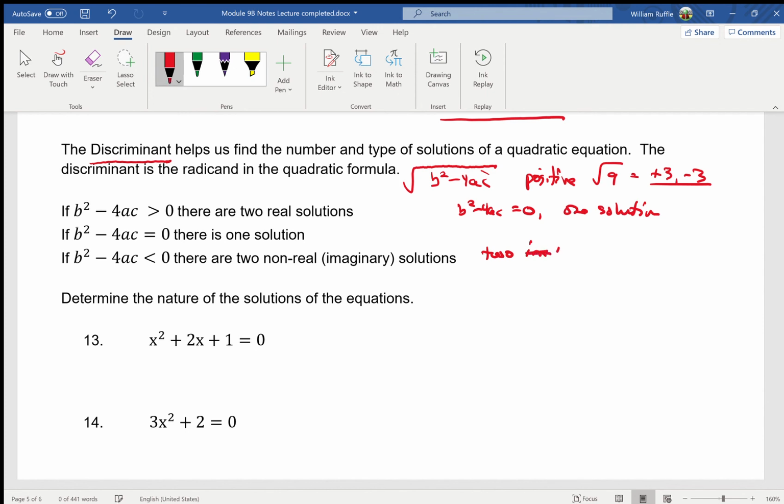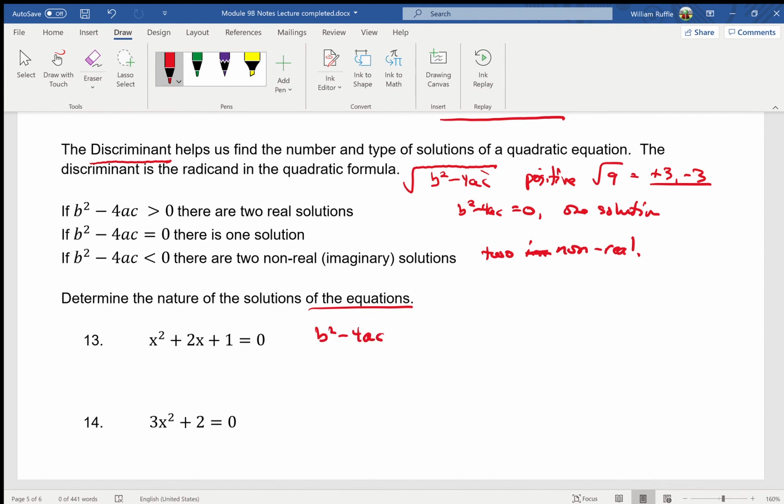To what they call it non-real or imaginary. So now, when I'm looking at this, determine the number of solutions here of the equations. I do not need to solve the whole question. I just need to tell them how many solutions there are and what type of solutions there are. So all I'm going to do is b squared minus 4ac for all these questions.